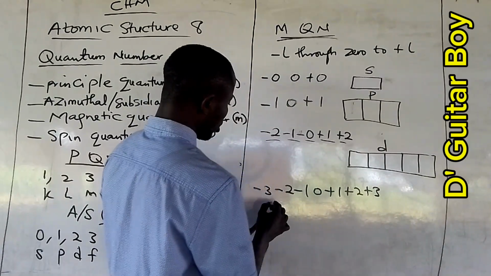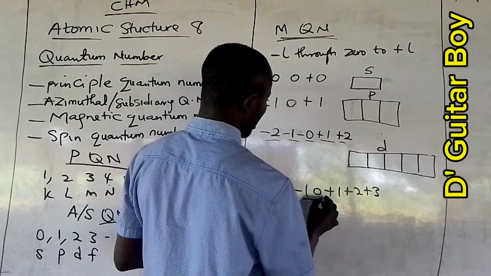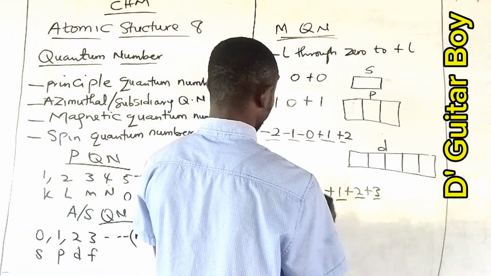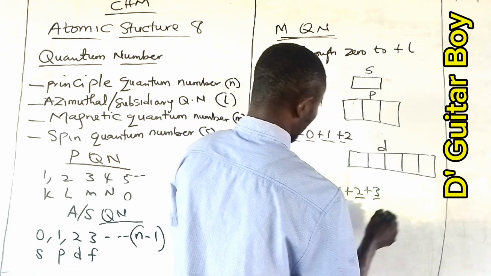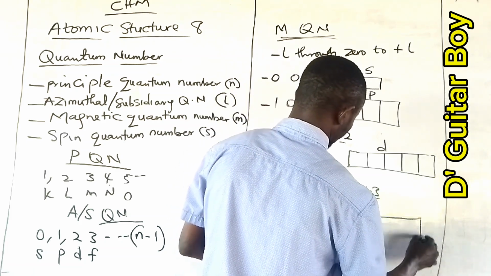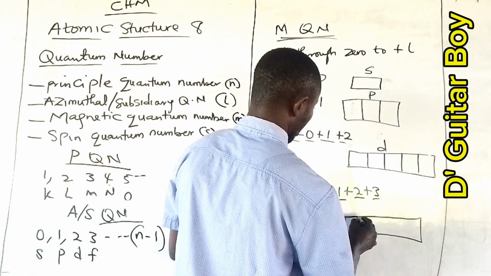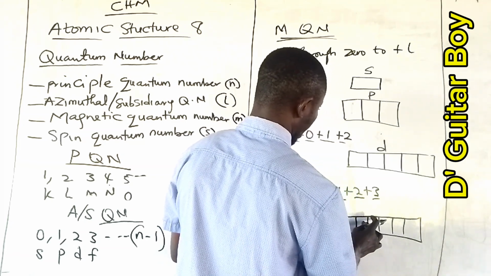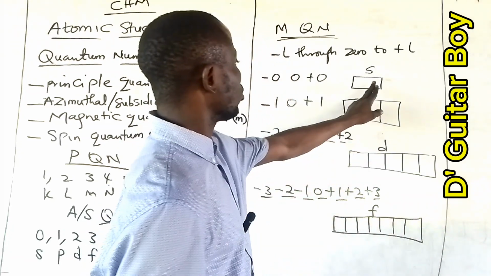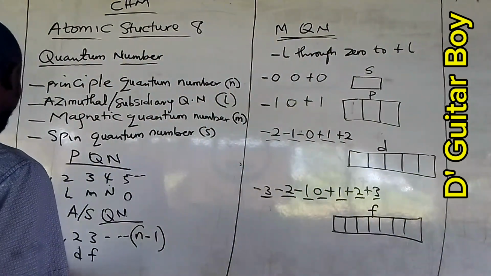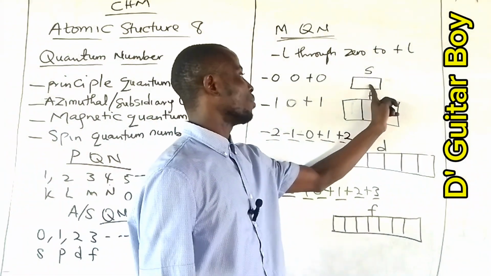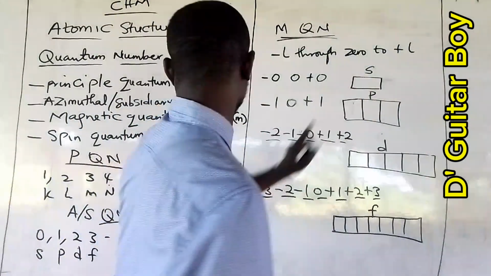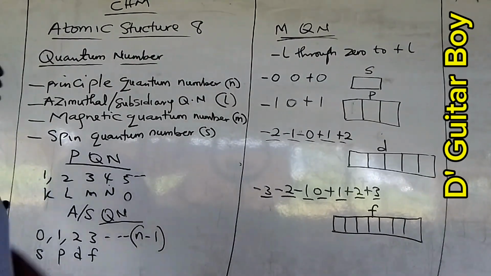So when you do that, you are going to have 1, 2, 3, 4, 5, 6, 7. It shows that this particular f orbital has 7 degenerate orbitals: 1, 2, 3, 4, 5, 6, 7. Now, I recap: the s orbital has 1 orbital. It does not have degenerate orbitals. It still remains 1. You have it here, just 1. So, just s.